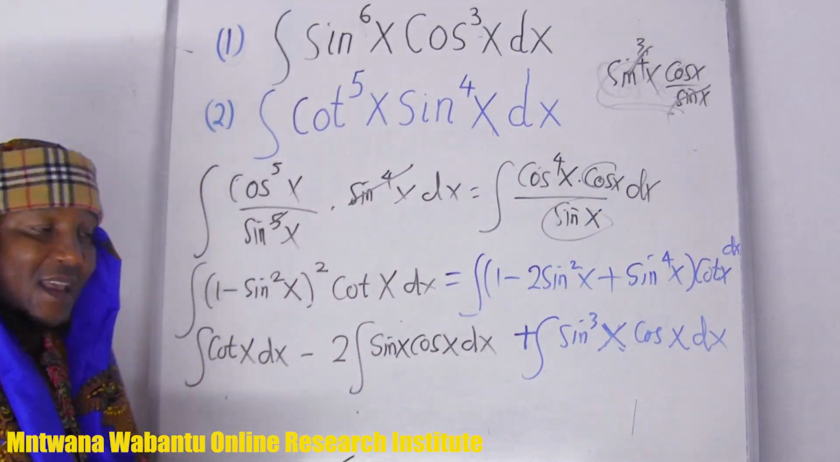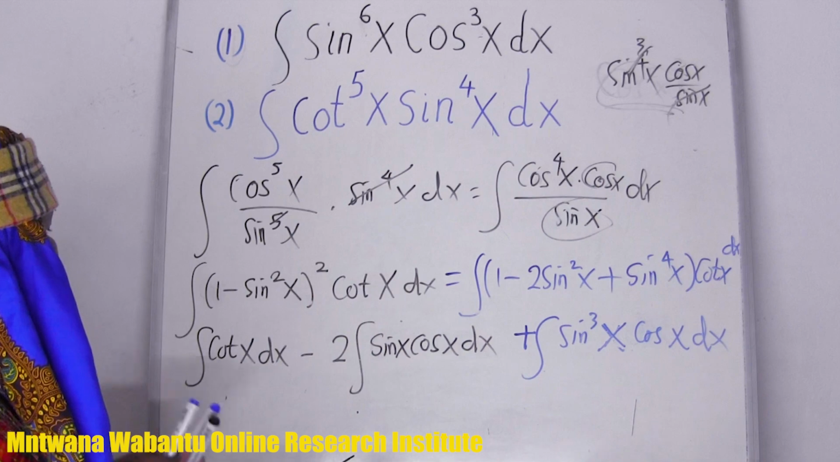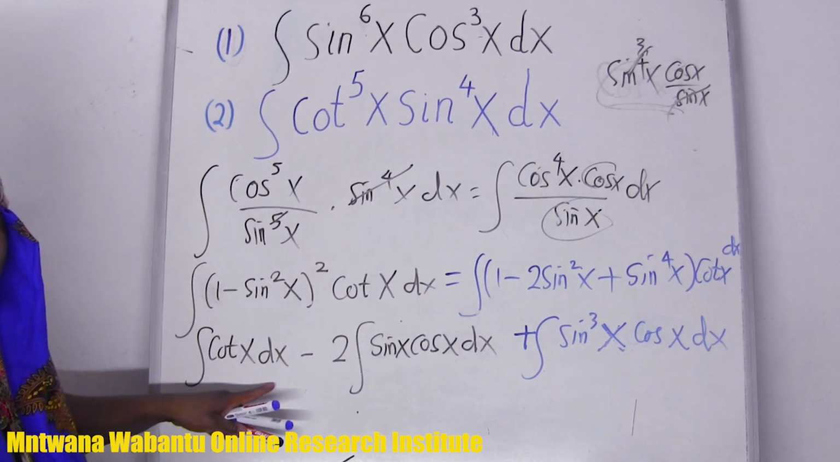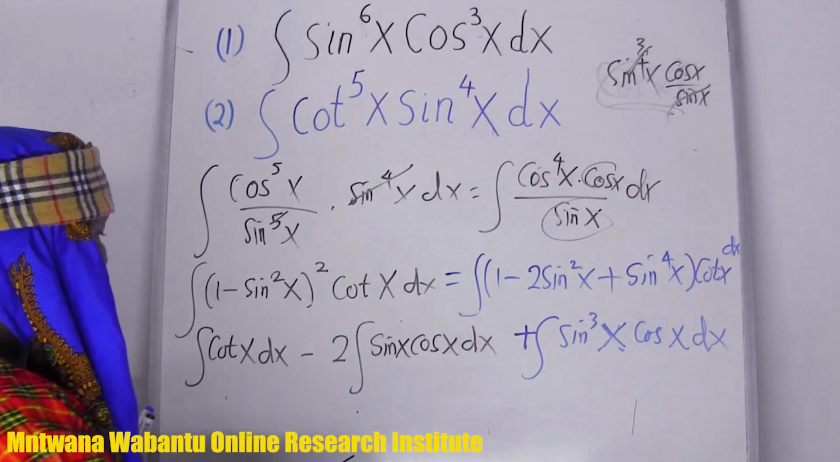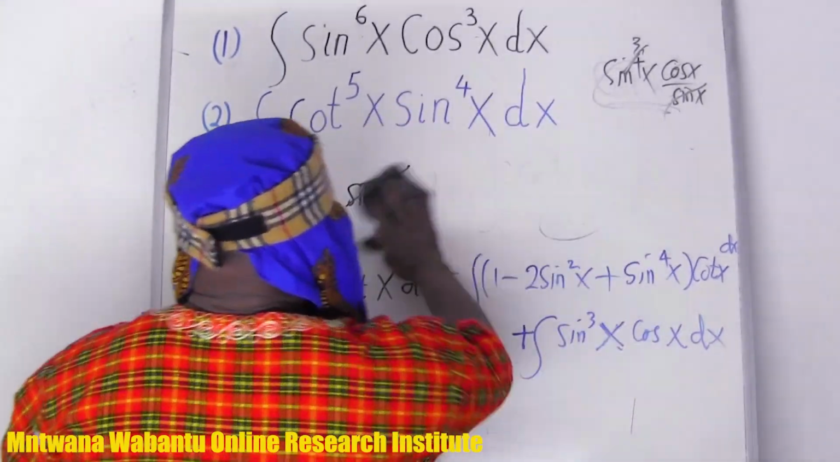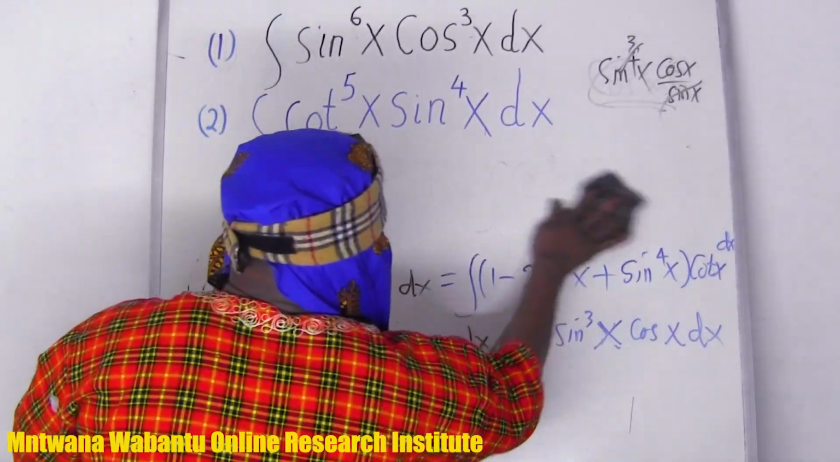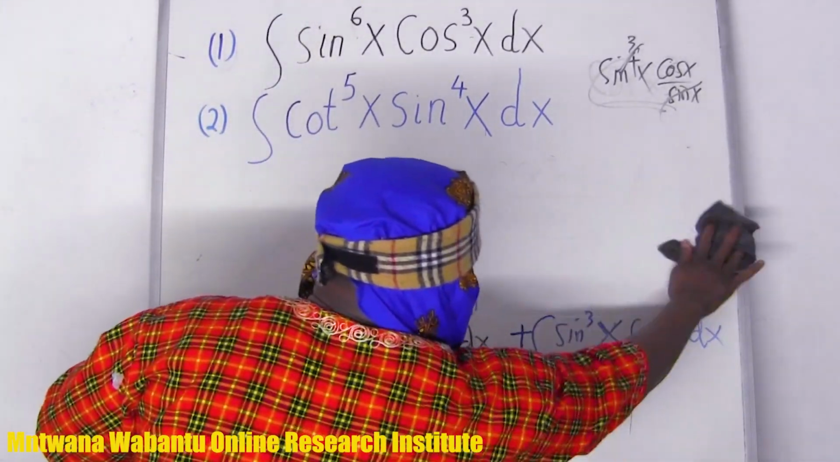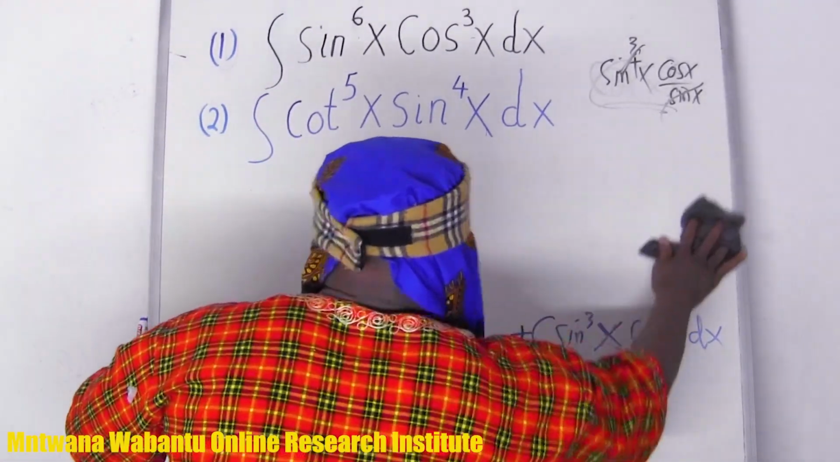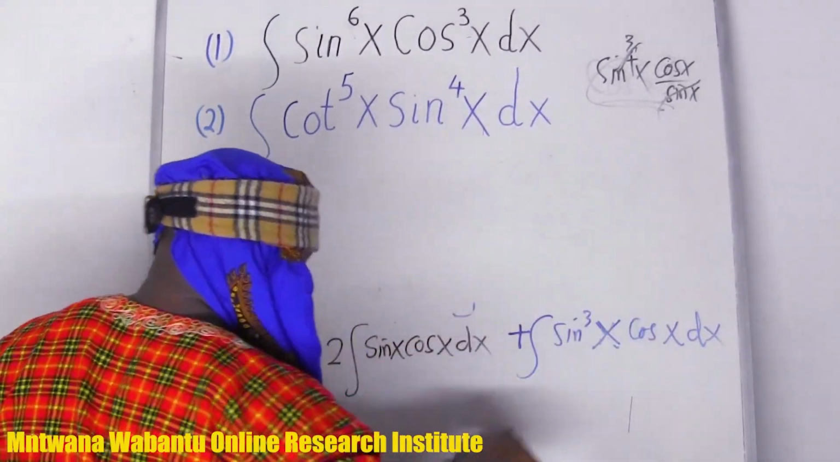So the next step, we can just do normal integration. When you integrate cot, you get ln of sine. Let me erase here to have some space. When you integrate the cot, you get ln of sine.